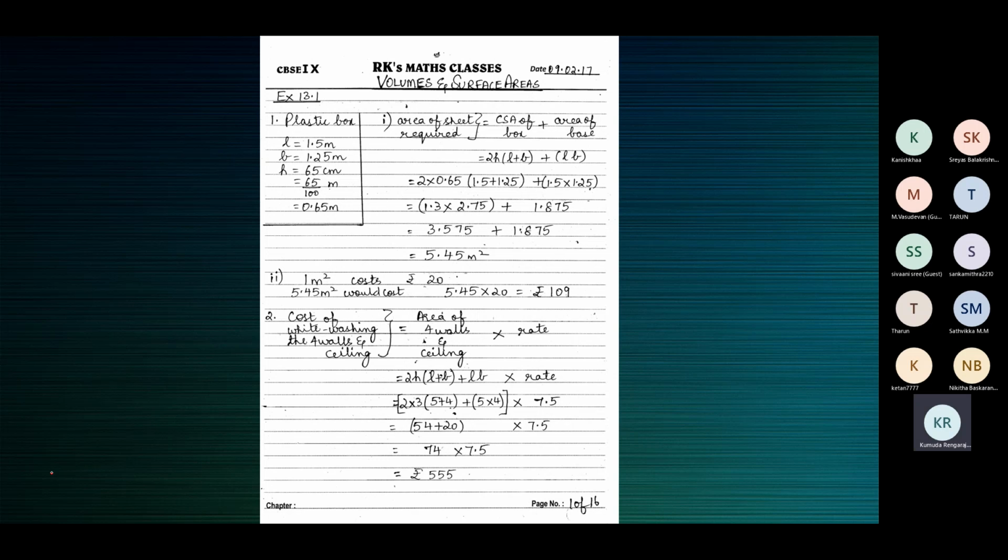Or a square of side 1 meter, 1 meter by 1 meter. Area is 1 meter square. To paint up that area, you have to spend 7 rupees 50 paise.